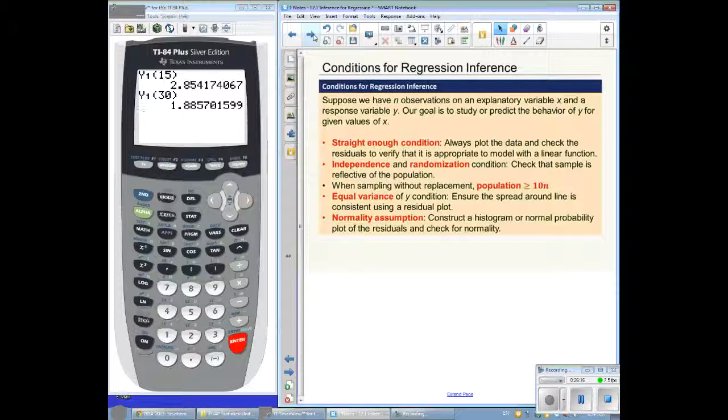The data obviously has to look approximately linear. It doesn't necessarily have to be a strong association, but it has to be an association that isn't clearly nonlinear. So if there's a definite curve, you're done. Independence and randomization, again, because we're dealing with different data points, you want to make sure, and so this condition is the same as it's been. Independence and randomization. Also, when sampling without replacement, you want to make sure your population is at least 10 times the sample size. So these 3 conditions are the conditions that we've been seeing the whole time. The other 2, so this straight enough condition you're going to show in your scatter plot.